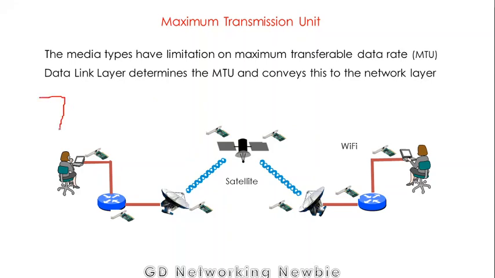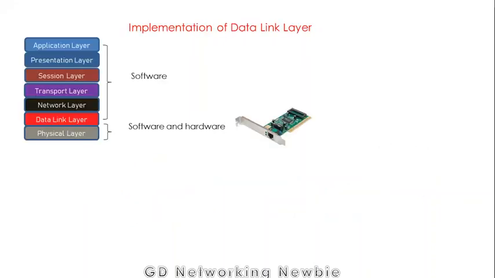So that the network layer should not transmit more data than the capability of the segment, the data link layer conveys this information to the network layer, and the network layer will now send limited data so that the medium can carry that amount of data. An Ethernet interface and a serial interface can both have different capacities, or different maximum transmission units. As per that, the data link layer conveys this information to the network layer.